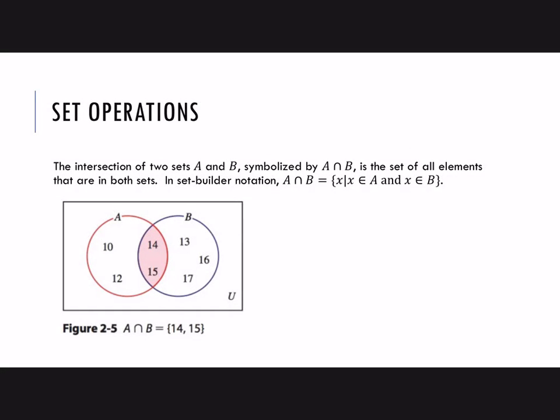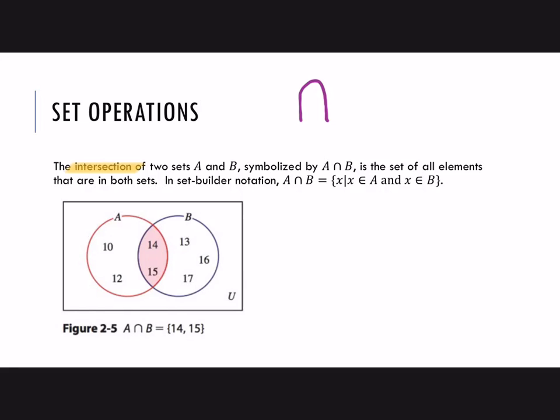The first set operation is called an intersection. The intersection of two sets A and B is denoted with this symbol. It's like a little upside down U. I always think of this as like a hoop or a loop from croquet. And this is the set of all elements that are in both sets.